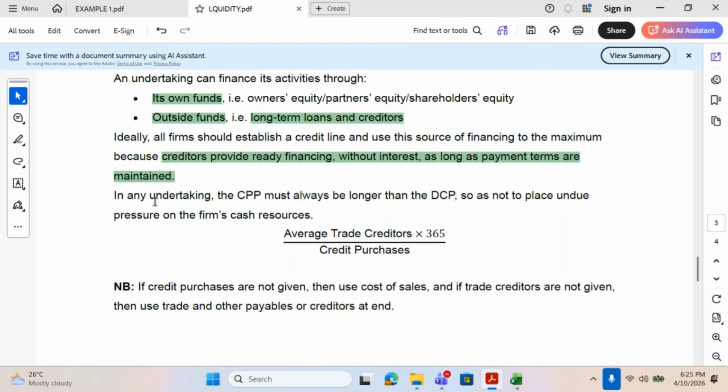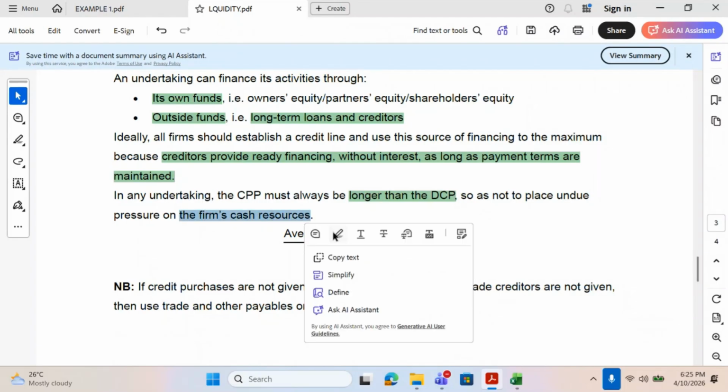So having creditors in a company is better than having a long-term loan. In any undertaking, the creditor's payment period must always be longer than the debtor's collection period. You see now, you're getting another reason to put a comment. You can compare your debtor's collection period with the creditor's payment period. The creditor's payment period must always be longer, which means the debtor's collection period must be shorter than the creditor's payment period, so as not to place undue pressure on the firm's cash resources.